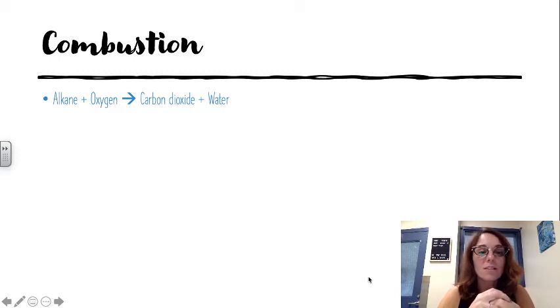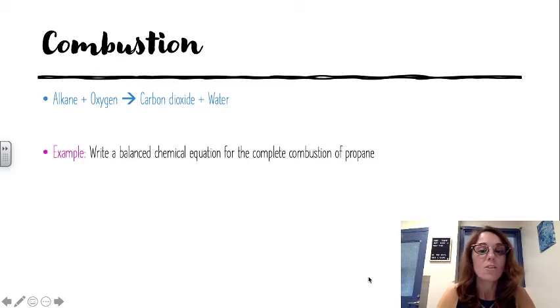If not stated, the assumption we're going to make is that it is a complete combustion. If it is an incomplete combustion, that means we also produce carbon monoxide and carbon in the form of soot, as well as the normal products of carbon dioxide and water. So here we have propane. We want to write a balanced chemical equation for the complete combustion of propane.